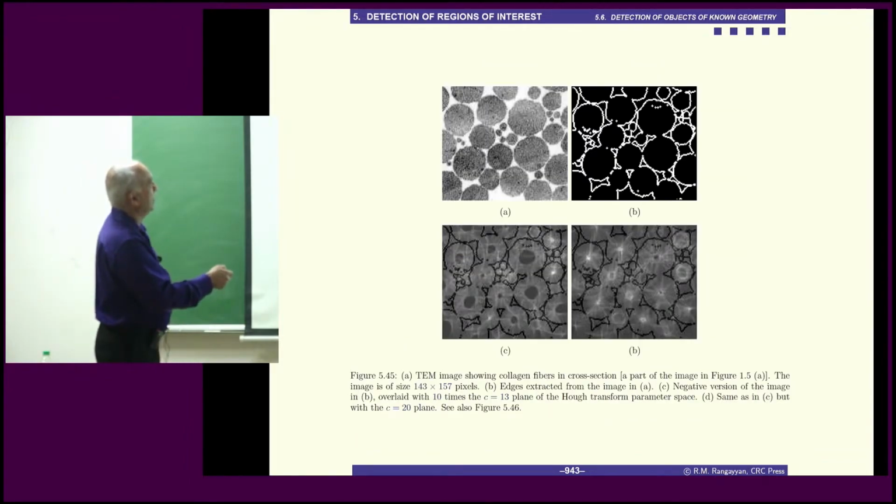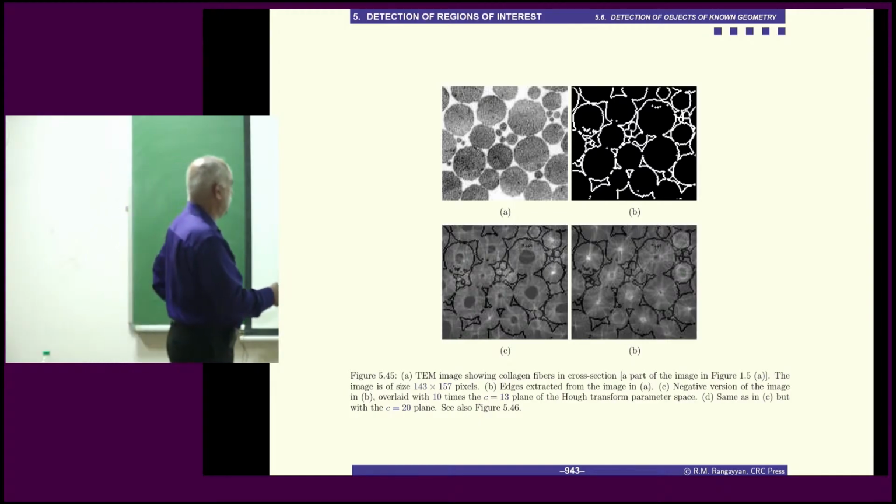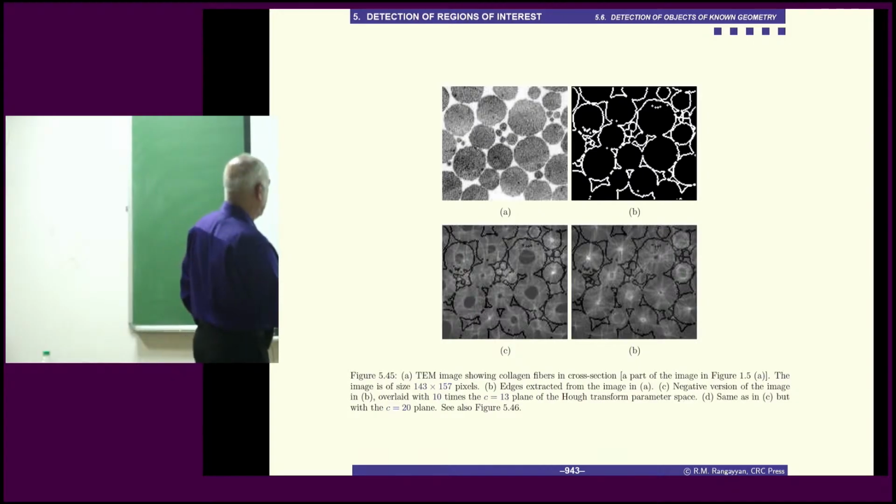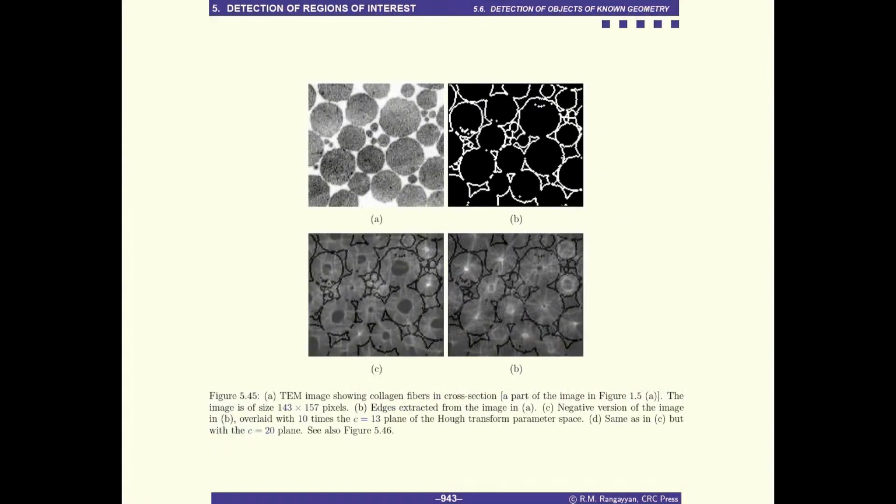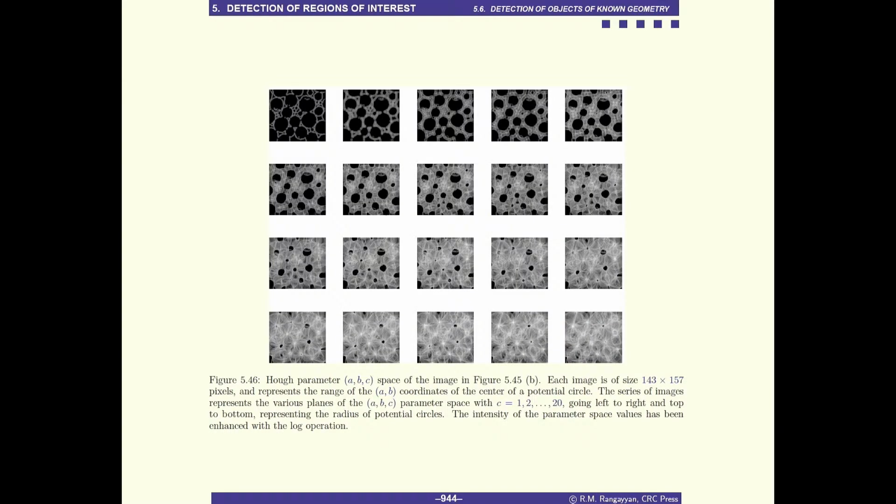The collagen fibers, big and small edges. This is superimposed with 10 times the C equal to 13 plane. No, which one? Yeah, C equal to 13, C equal to 20. 13, you have 3 circles. The other one, you have 3 there. These two, maybe that. You see half, it is a broken circle, but still getting some output. And that's the half space for various values of the radius. Almost done. We'll stop here.